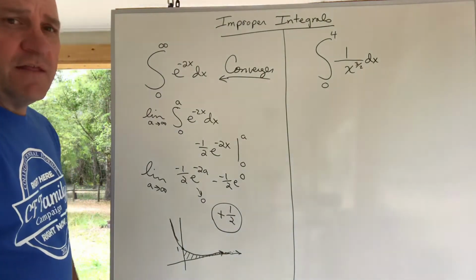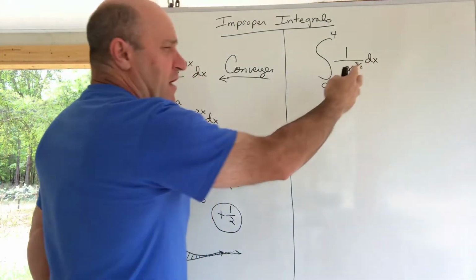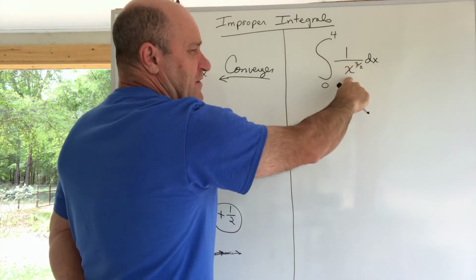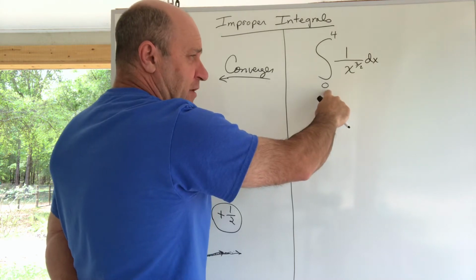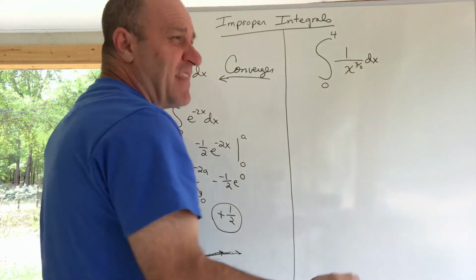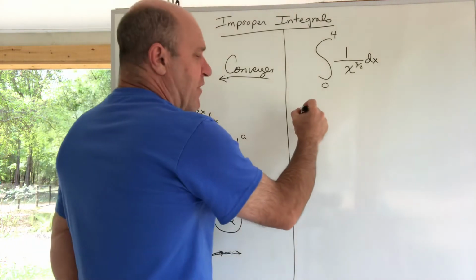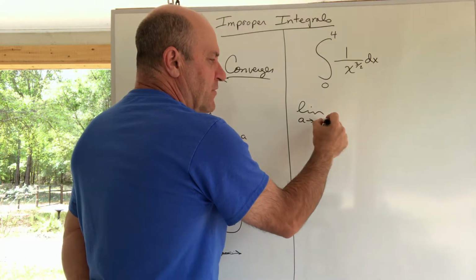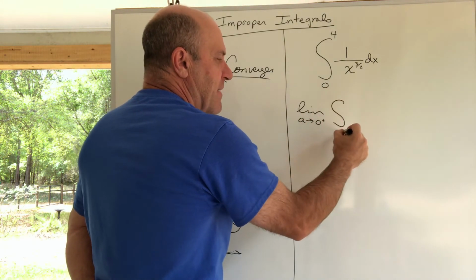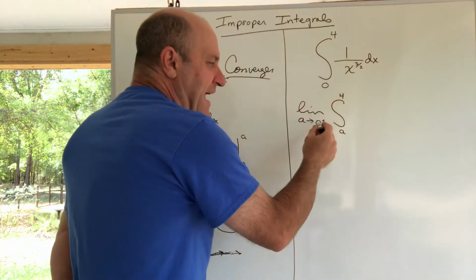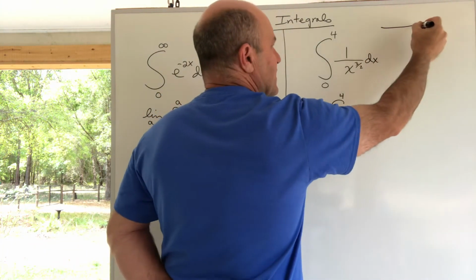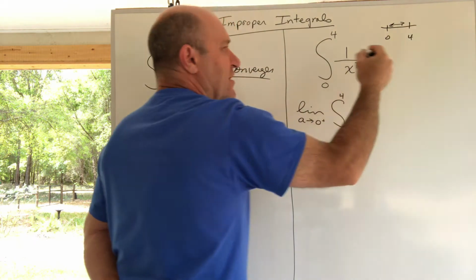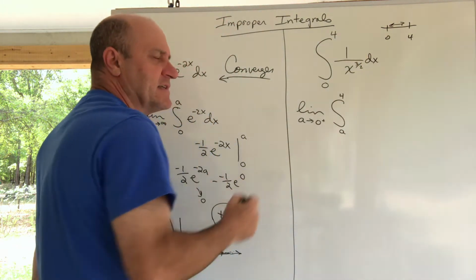Let's try this one. This one is another improper integral. This one is improper because of the 0. This function that I'm integrating is undefined at 0, and I'm trying to use 0 as a bound. That makes it improper. So I make it proper by taking the limit as a approaches 0 from the right, and then I do this integral from a to 4. I am on the right side of 0 because I am working from 0 to 4.